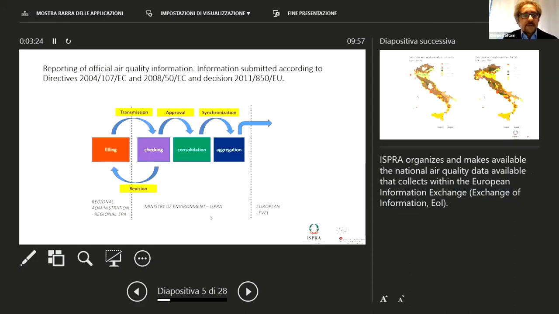We are in the flow of reporting of official air quality information that comes from the regional administrations to us, that together with the Ministry of Environment make some checking, consolidation and aggregation, and then these data are transmitted to the European level.